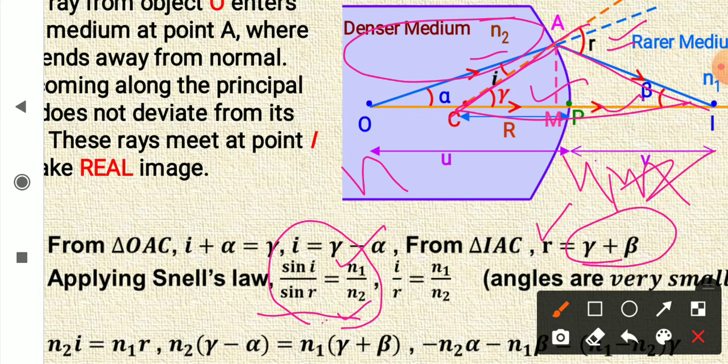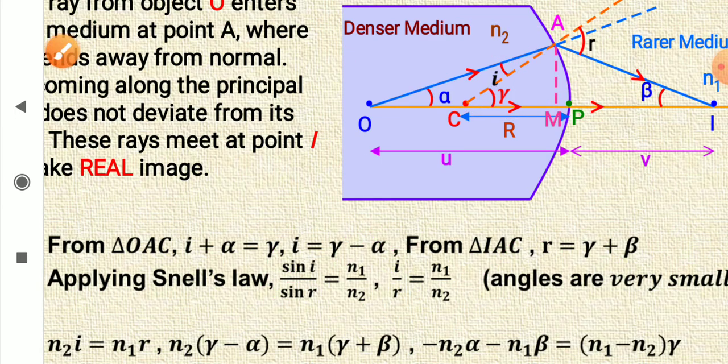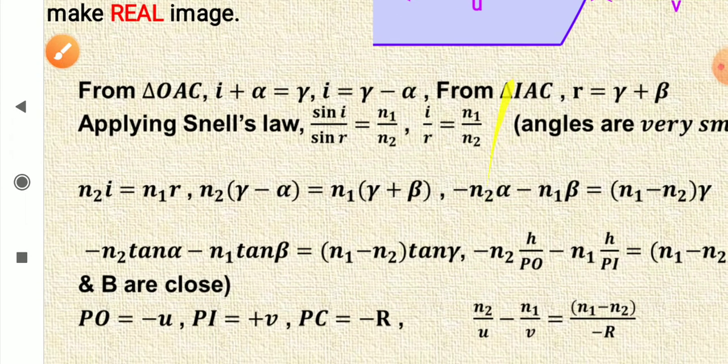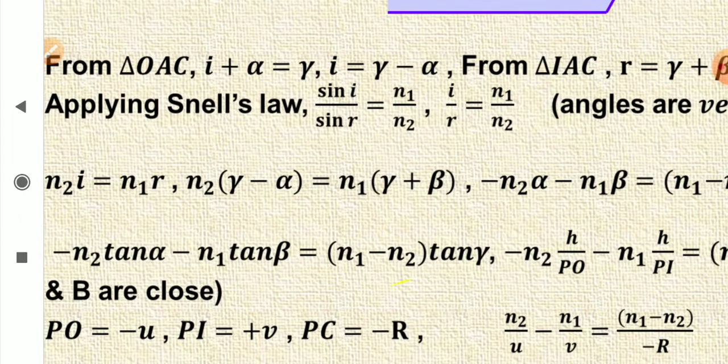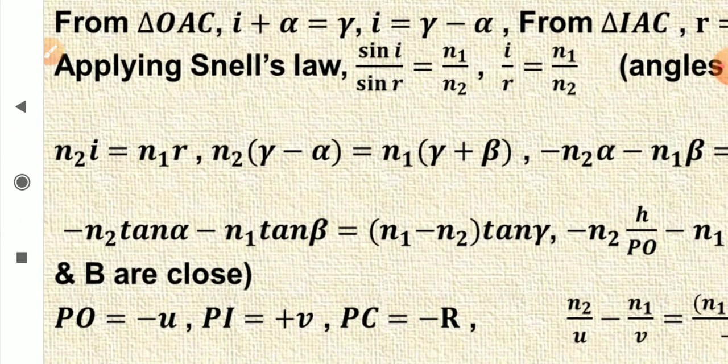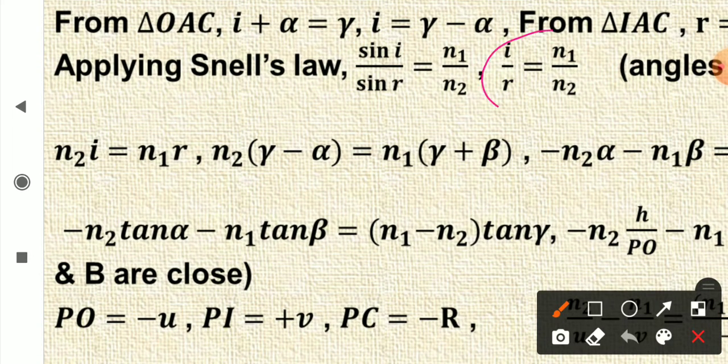And since the angles are small, sine i can be written as simply i, and sine r can be written as r, and this is equal to n1 upon n2. And now doing cross multiplication here, you will get n2 i is equal to n1 r.